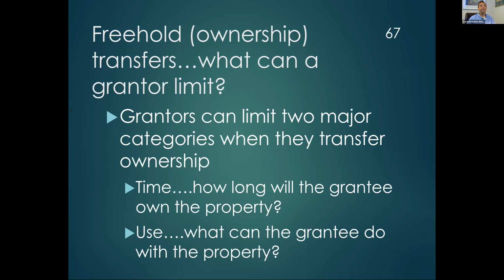So I can't sell somebody a property for 3 years. I can lease them the property for 3 years. But I can sell them the property until they die. That's still limited by time. Does that make sense? Because normally when I'm selling somebody a property, I'm not limited by time. I sell it to them.